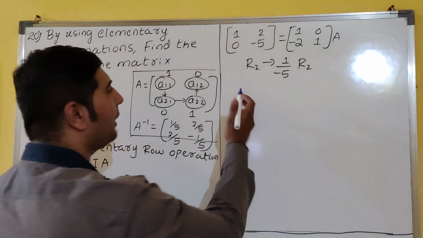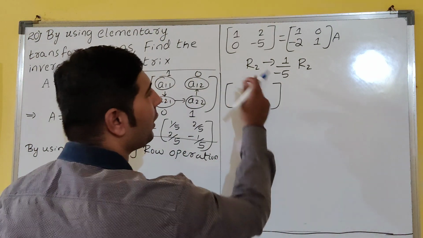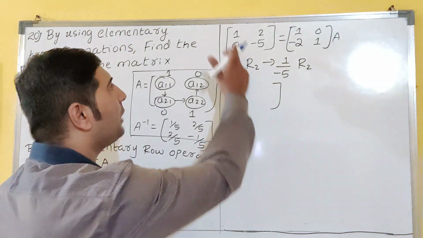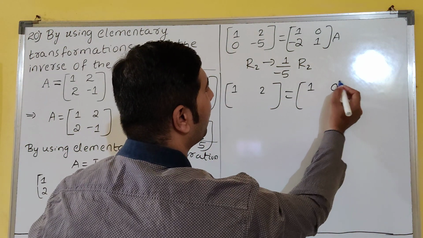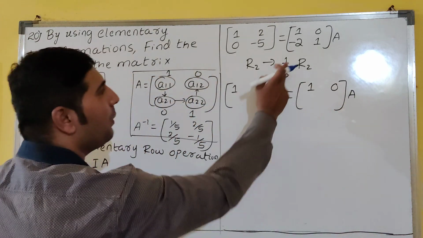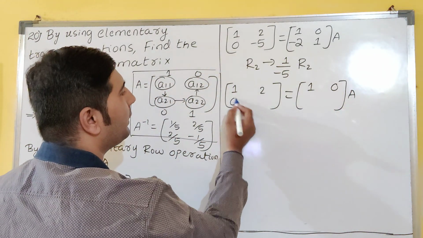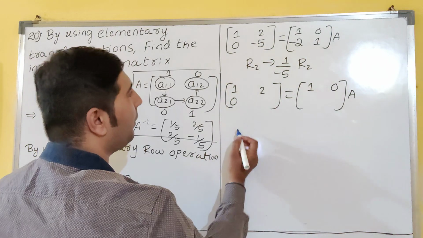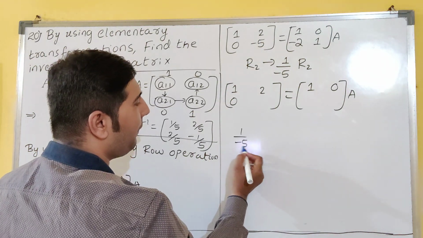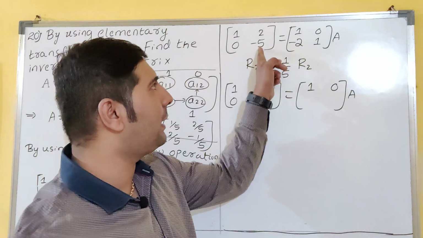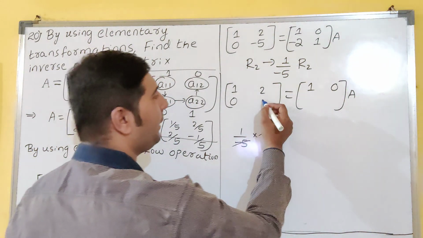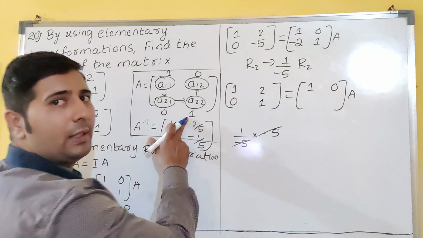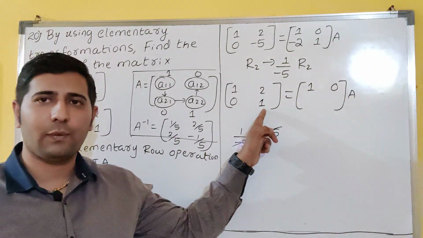Is it clear? So now see, R1 is not changing, or not? R2 you are changing. So R1 you write as is, 1 2 1 0 into A. Clear? 1 by minus 5 into 0 is 0. 1 by minus 5 into R2 is how much? Minus 5. So minus 5 gets cancelled, you will get 1, which is required for us. According to the shortcut, I want 1 only here.